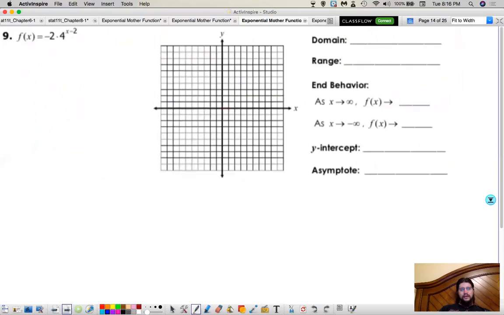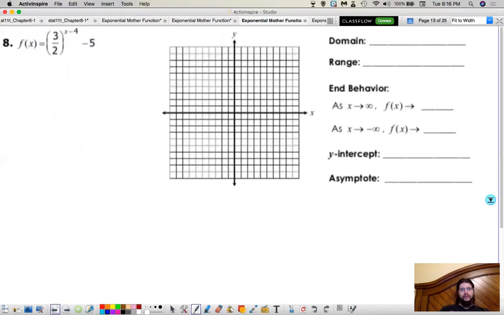So I'm only going to have a couple of graphing problems on your quiz Friday. Not that worried about it. I'm more interested in you solving them. So let's just get through these.